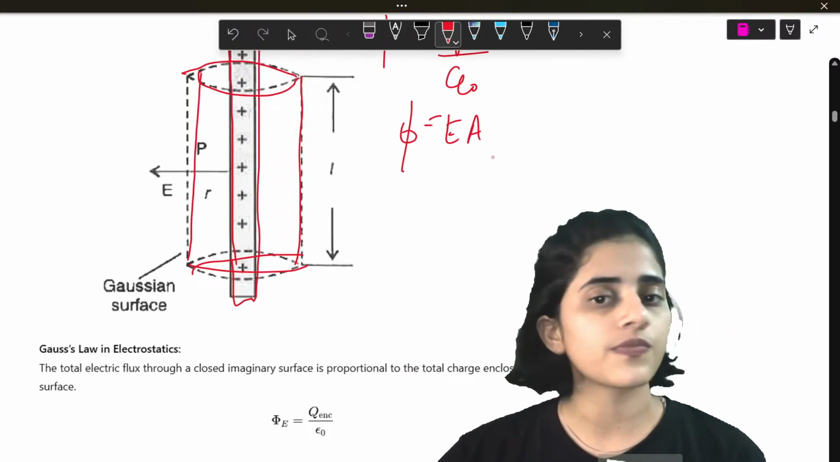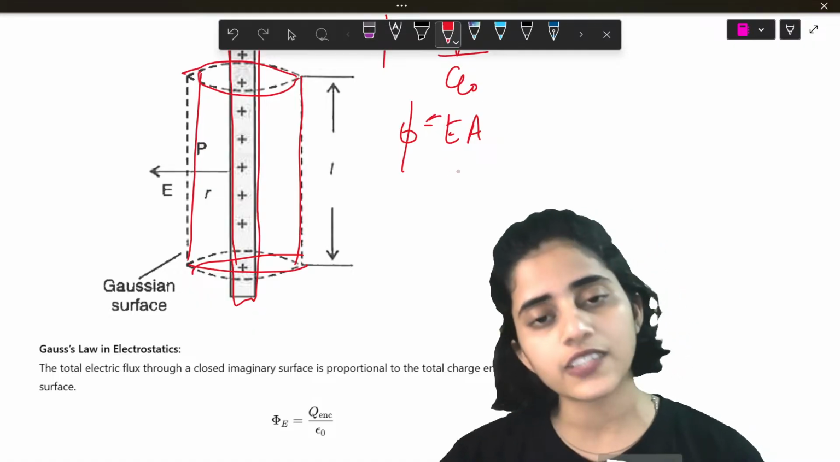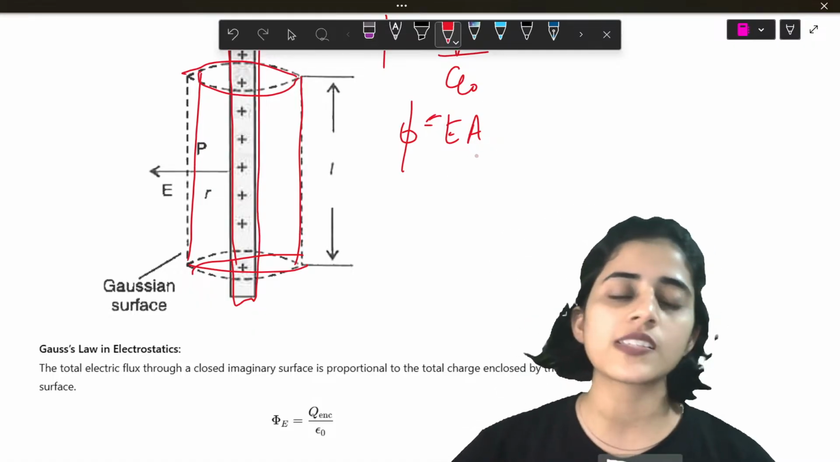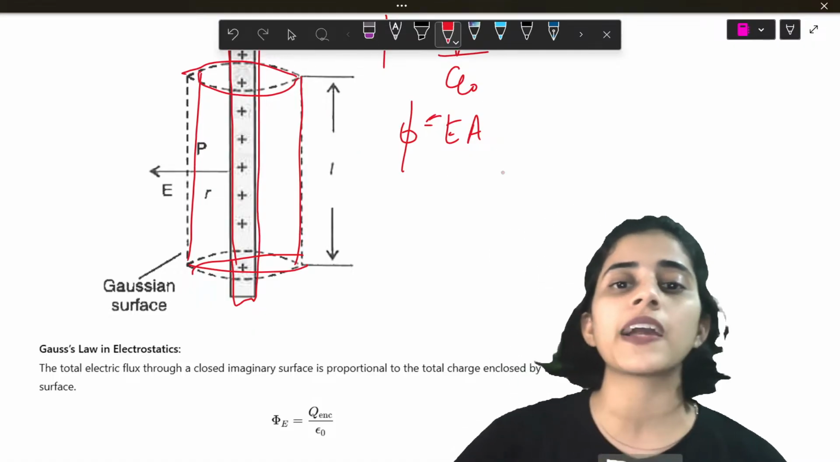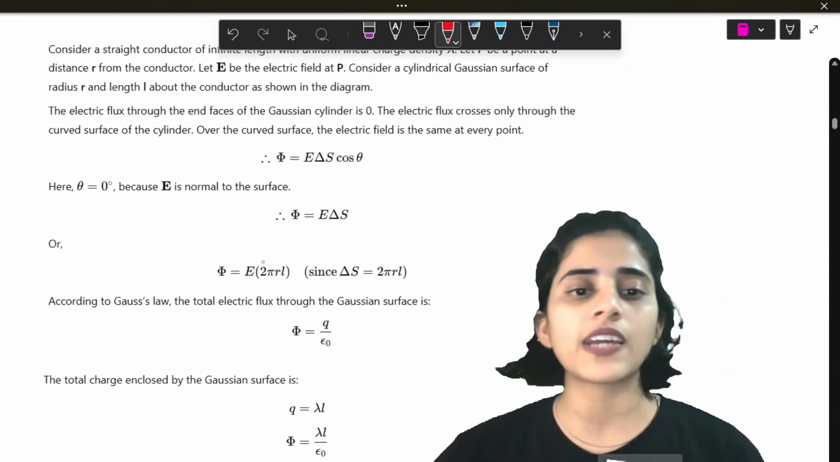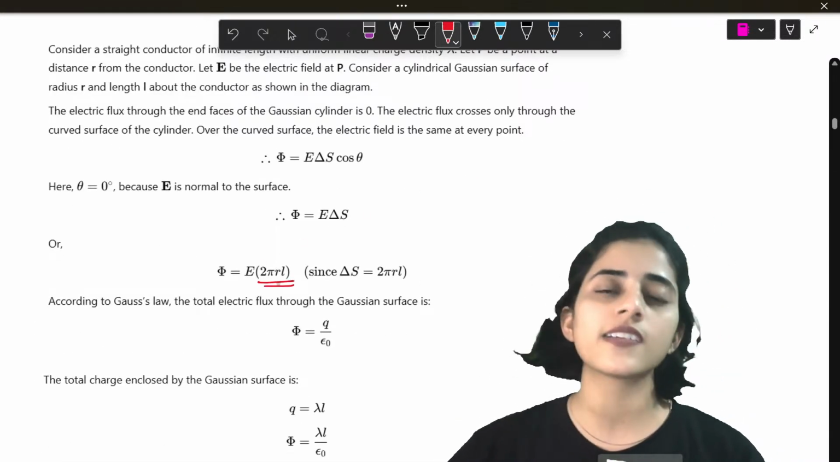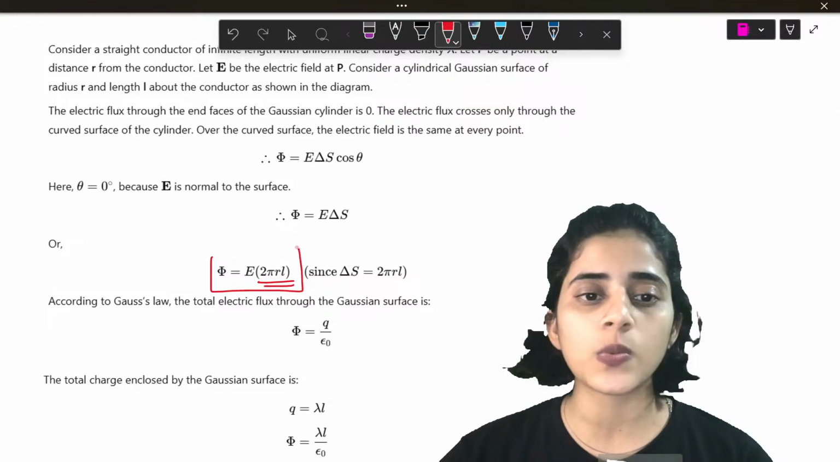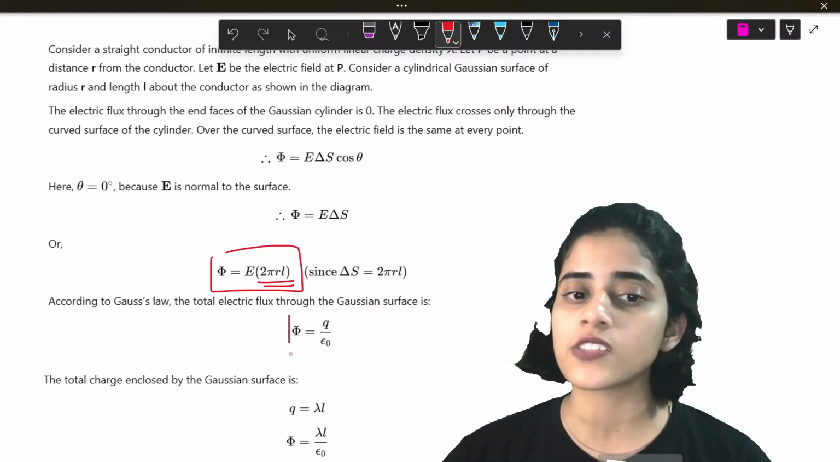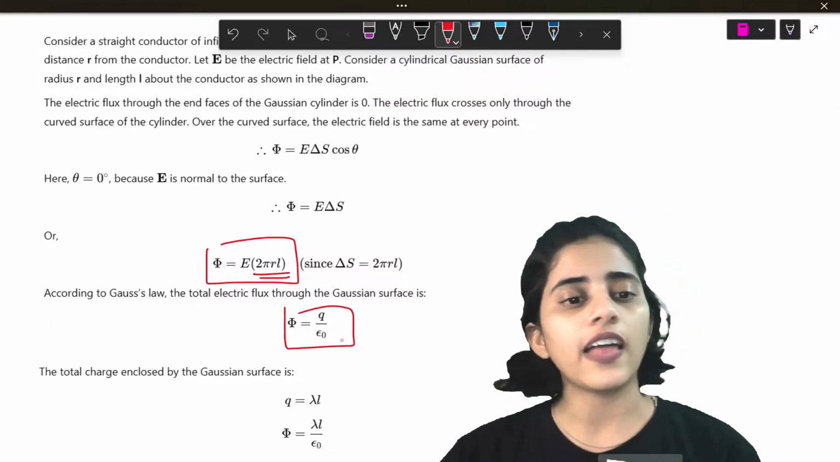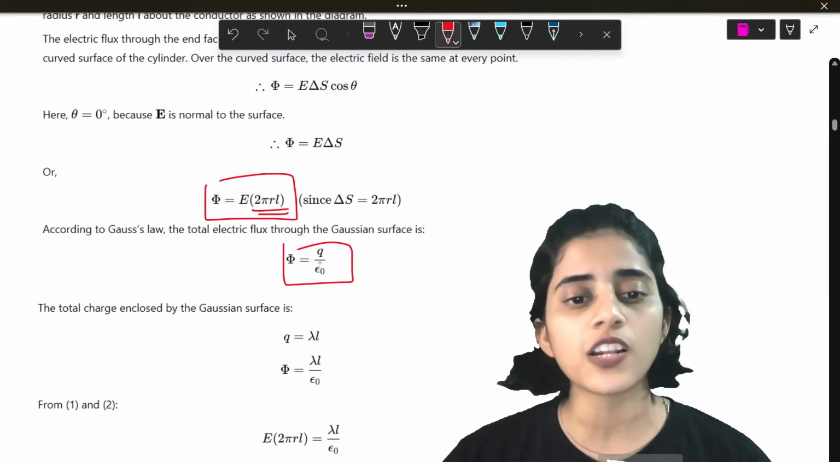Now, flux is also equal to EA. EA is what? Electric field into area. What is the area of a cylinder? It is 2 pi r L. So phi is equal to E into 2 pi r L. Phi is also Q by epsilon naught. And then you find out the total charge.